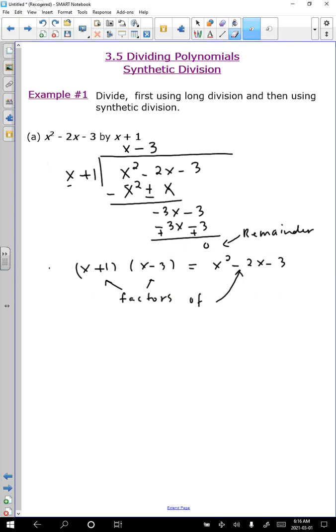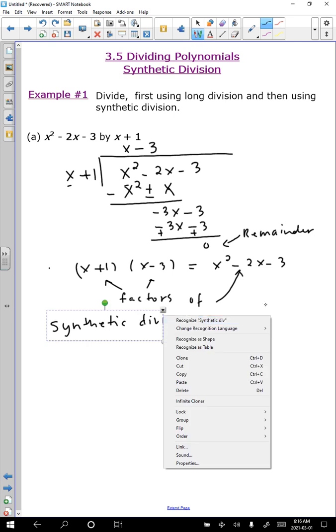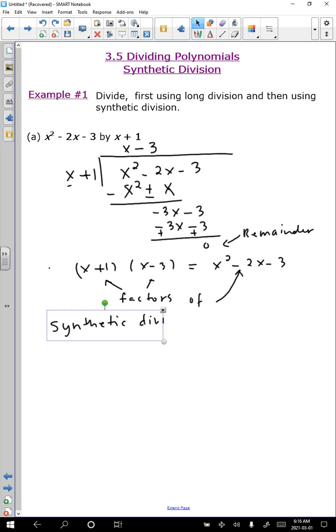All right, so now I'm going to do this using another method, which is a lot faster than long division, and that method is called synthetic division. Okay, and we are going to use this rather than the long division method when we are dividing. Synthetic division, D-I-V-I-S-I-O-N.